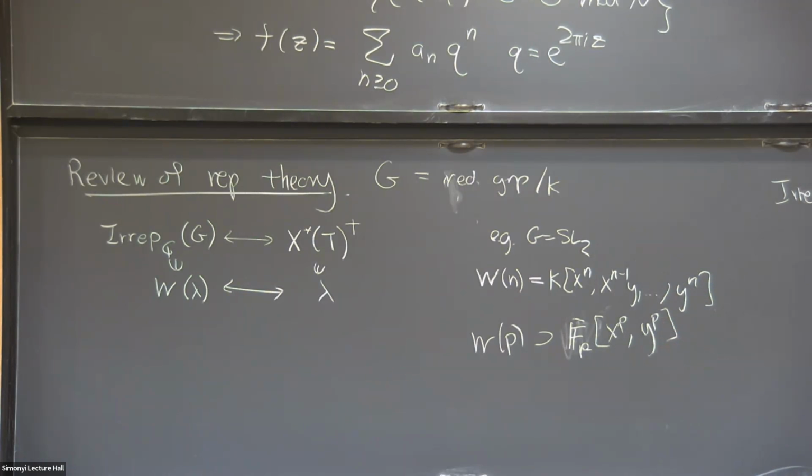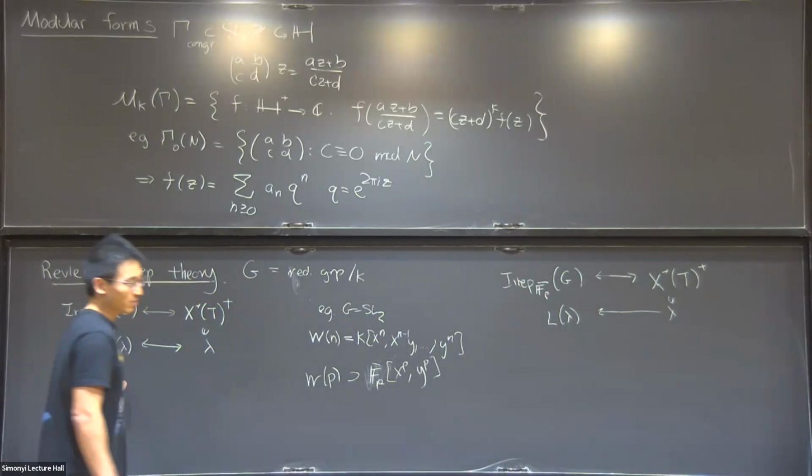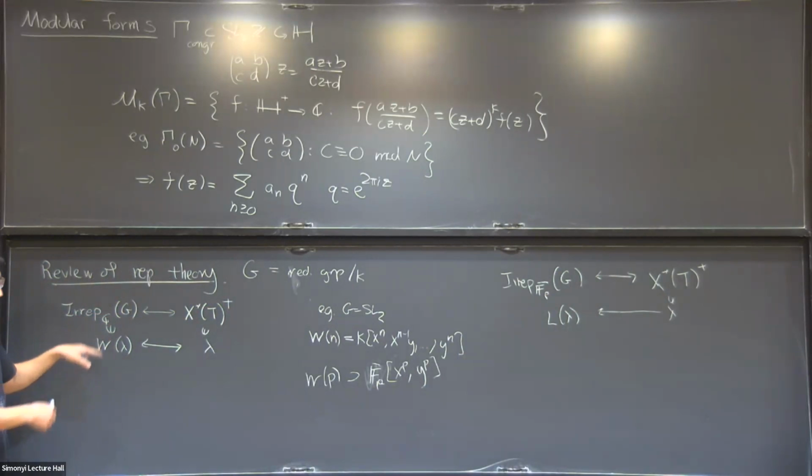Is it usually a dual Weyl module? I think I want the actual one, but in characteristic 0 it is the same, right? Yeah.